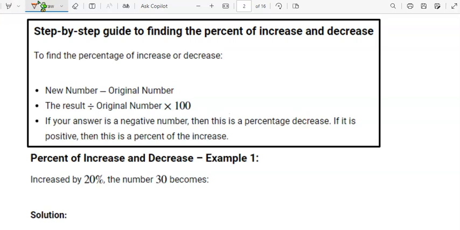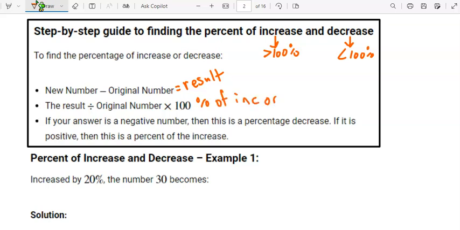Step-by-step guide to finding the percent of increase and decrease. The percent of increase would be greater than 100, and then decrease would be less than 100%. So to find the percentage of increase or decrease, you're going to have the new number minus the original number. Let's get equal the result. The result divided by the original number times 100 would be the percent of increase or decrease.